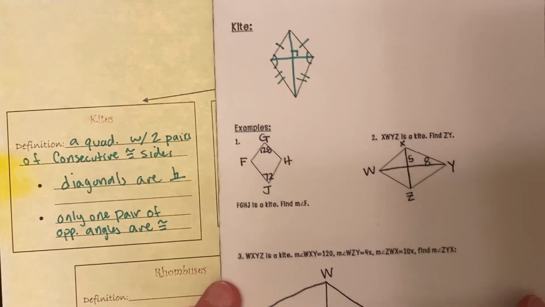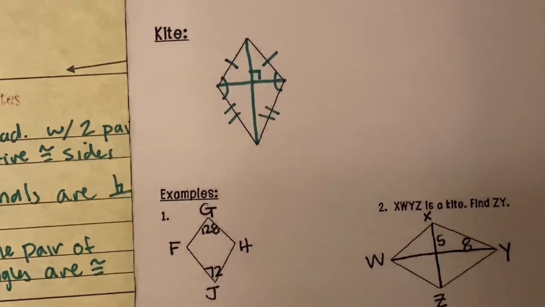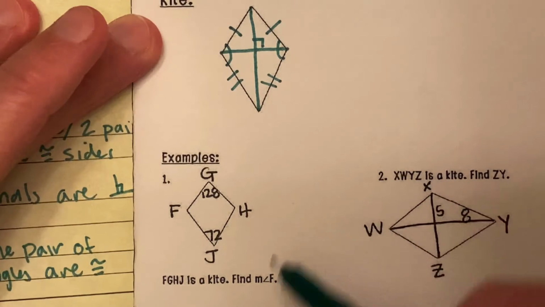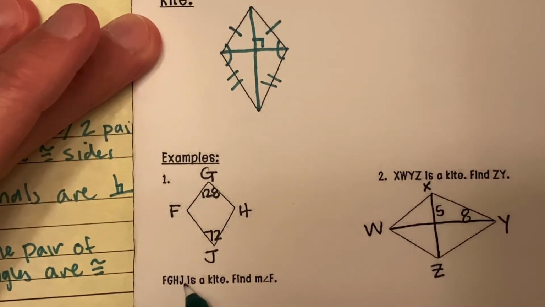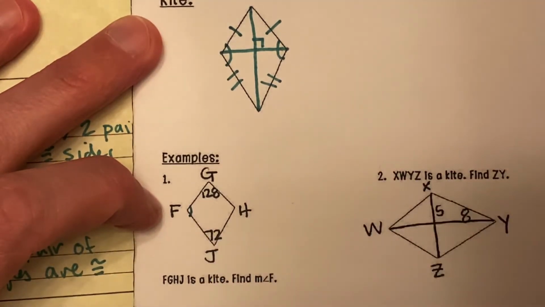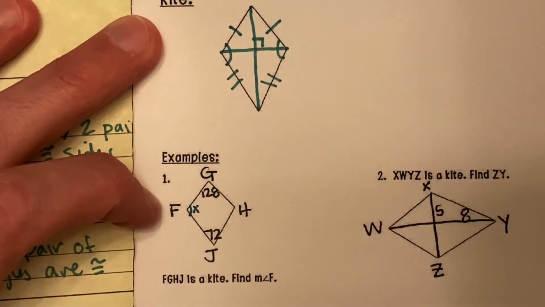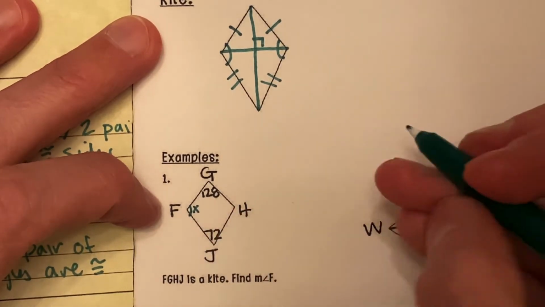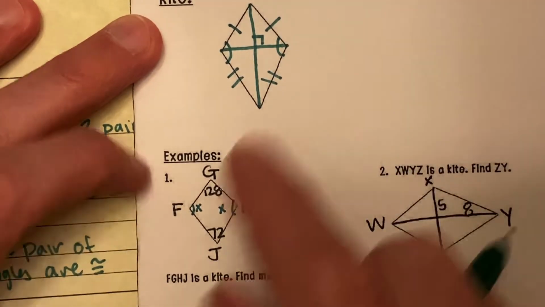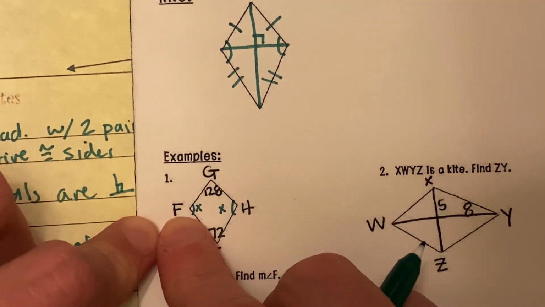So now we have just a few examples. I am going to zoom in like I did last time, and we can solve. So on the first one, it says FGHJ is a kite. Find angle F. So we want to find this guy right here, okay? Since we don't know what he is, I'm going to put in x. Well, what do we know about this? We know that this side also has to match it, so it is also x, okay? Because these are congruent.